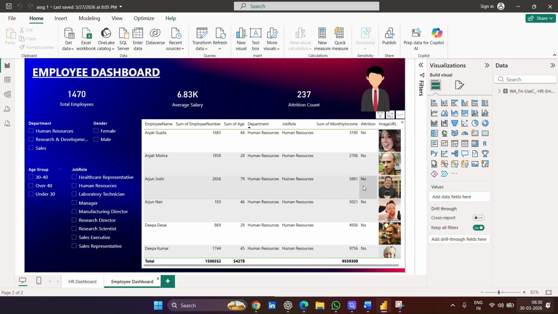In conclusion, the HR dashboard helps in identifying the patterns and reasons behind why employees are leaving the company. The employee dashboard provides detailed insights at the individual level. Together, these two dashboards enable organizations to reduce attrition, improve employee satisfaction, and make informed data-driven decisions. This project demonstrates the power of data analytics and visualization in solving real-world business problems.